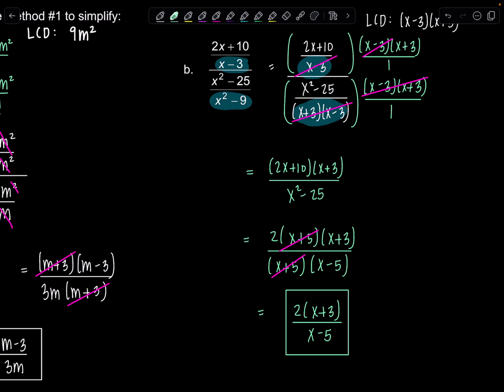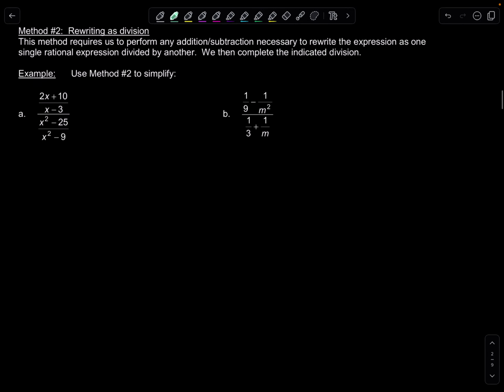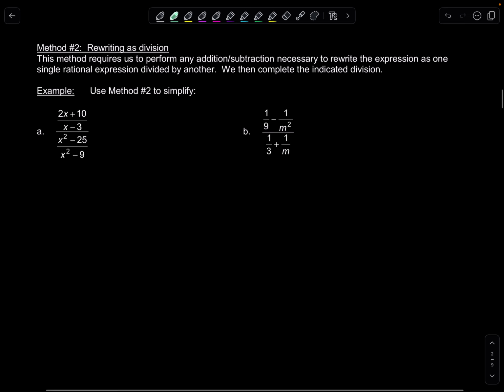Now we're going to look at method 2 and revisit these same problems. So method 2 requires us to rewrite the problem using division. We perform any addition or subtraction necessary, sometimes, which is why I don't like this method as much, to rewrite the expression as one single rational expression divided by another. We then complete the indicated division. So basically what this method has us do is rewrite this overall fraction bar as division. And for this first example, which was our second one earlier, it actually works out nicer.